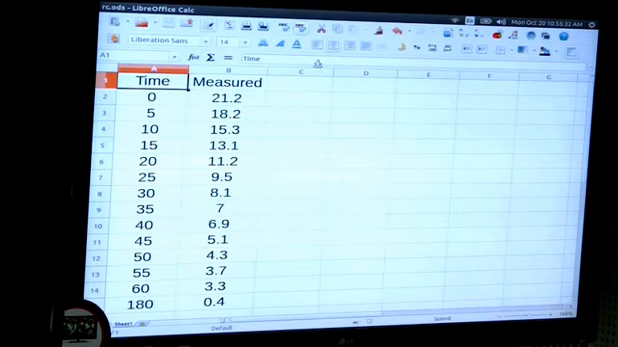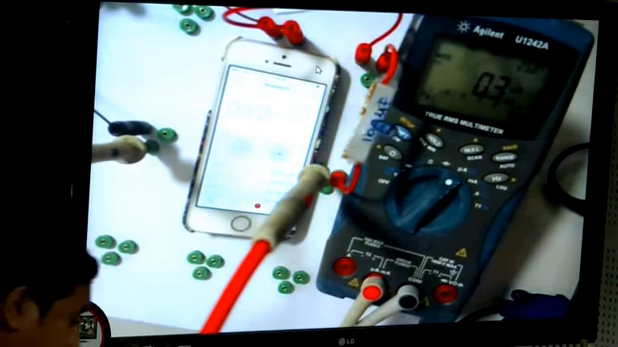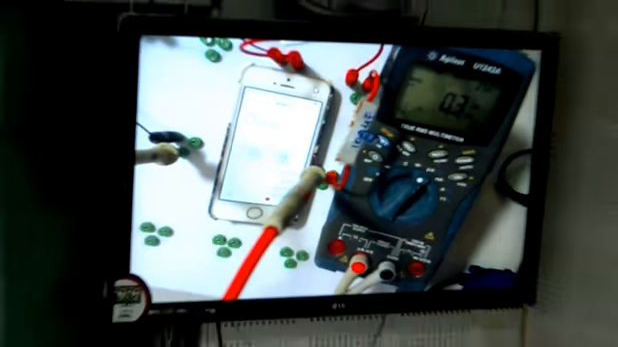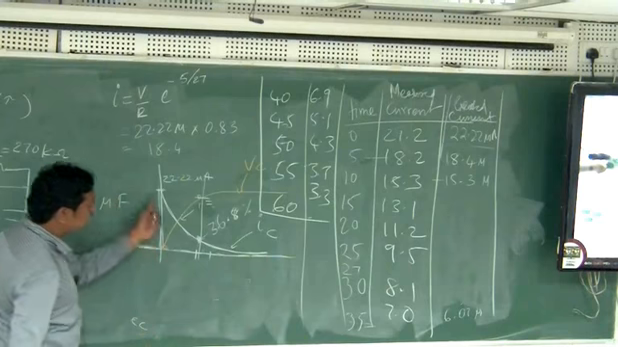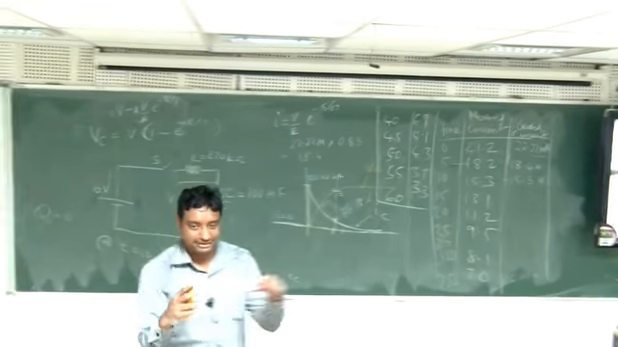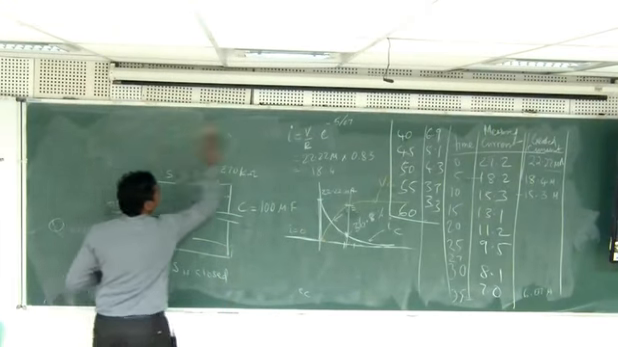Okay, now we'll do one more interesting thing. Now it is 0.3. Maybe you can turn to the board now. So hopefully when we plot, I'll get a curve like this. I could have connected one more voltmeter and measured the voltage also, but I did not, because of time.